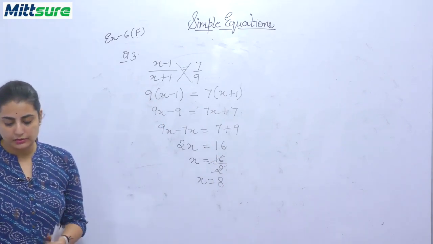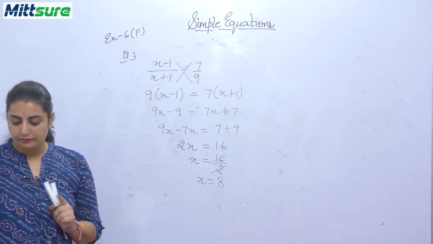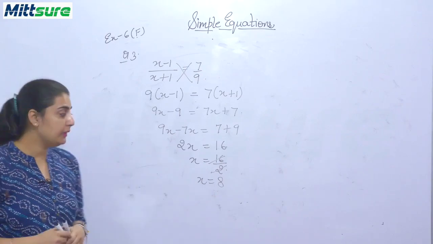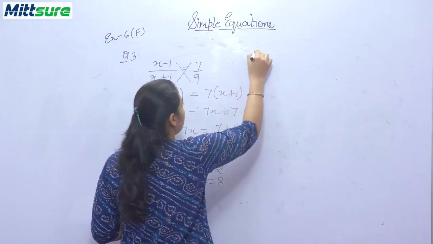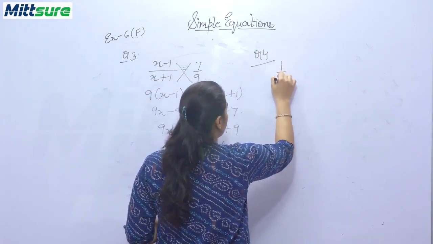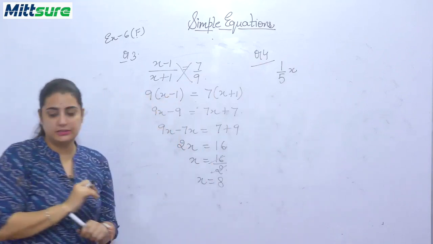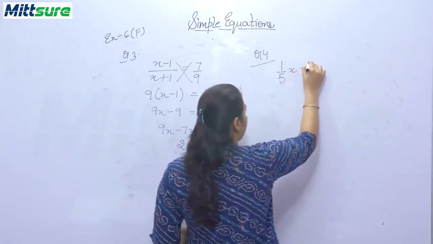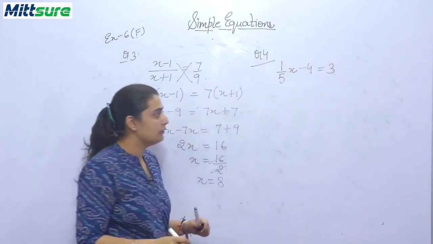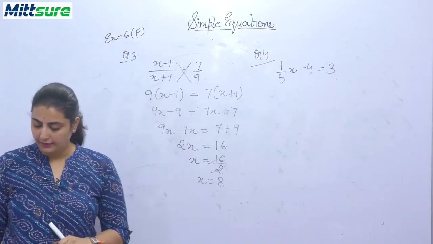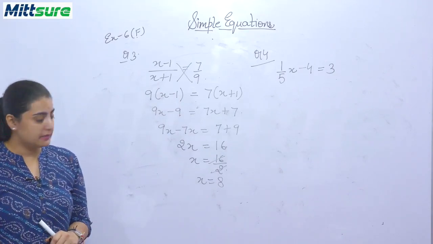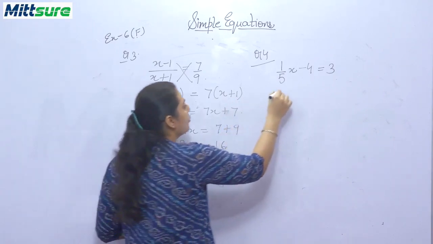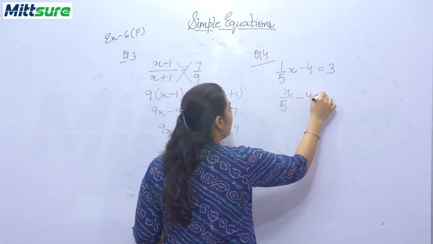Now the next question is, what is the equation for the statement 1/5 of a number minus 4 gives 3? So we have to find the equation. 1/5 of a number, that is x. This is the first information. Then minus 4. From it, when you subtract 4, you get 3. So the equation becomes 1 upon 5x minus 4 equals 3. That is option A, because this x can go here also: x upon 5 minus 4 equals 3.